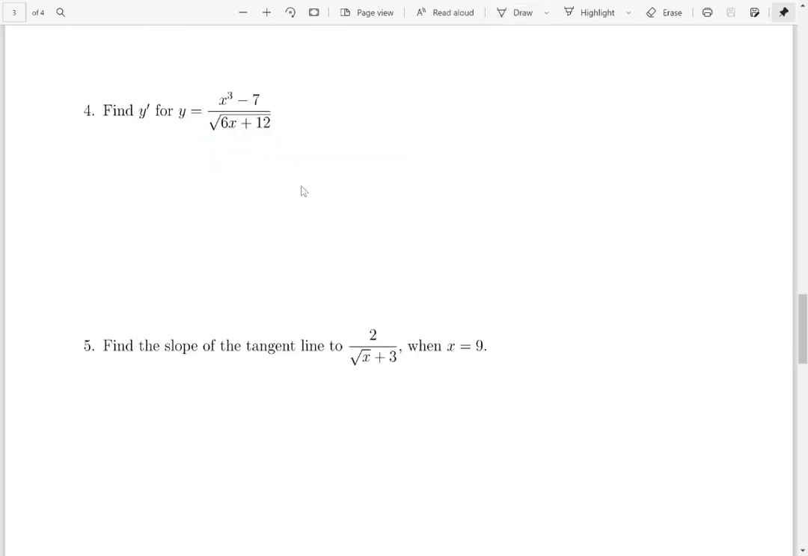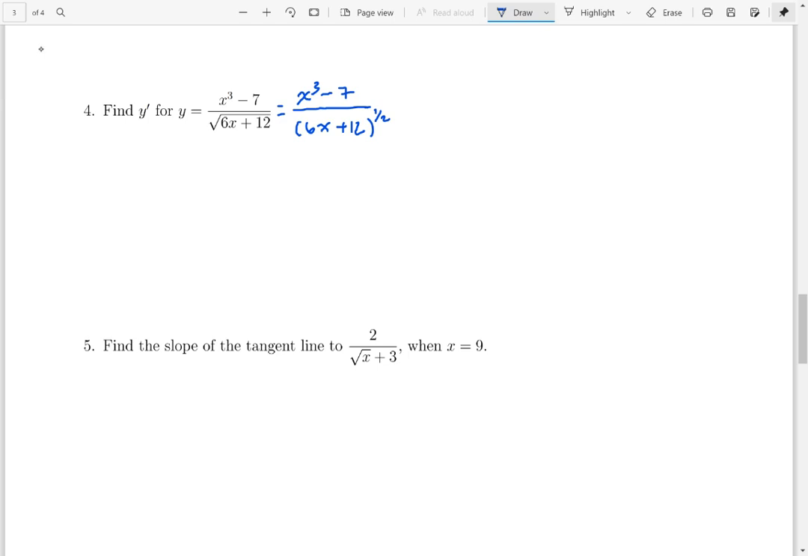Then for number 4, watch out, it gets a little bit complicated because at this point we actually have a quotient rule with a chain rule inside. So if you don't see that, first off, we have this square root here, and so we could rewrite this as x cubed minus 7 divided by 6 times x plus 12, quantity raised to the 1/2 power, because square roots and 1/2 powers are the same.